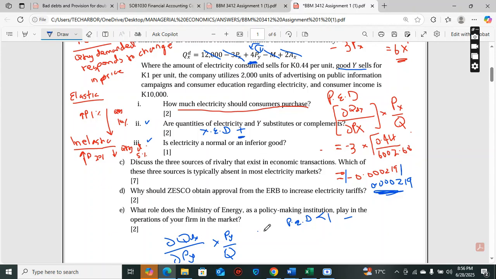So this equals 4. We subtract 1 from the power of py, 1 minus 1 is 0, and py to the power 0 is 1. So when we derive this 4py, we get 4, multiplied by the price of good y, which is 1 quarter, over the quantity demanded, which is 6,002.68.